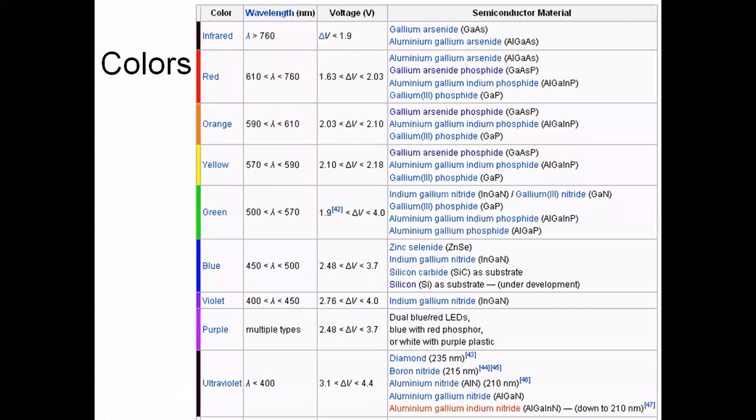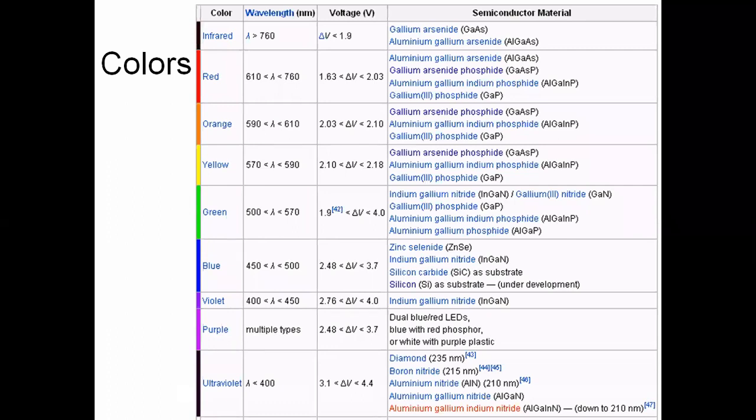So to manufacture one LED, one has to know what kind of material is required, isn't it? What kind of material is required to manufacture that kind of LED. And if you see above purple, there is violet. So the wavelength is 400 to 450. Voltage is 2.76 to 4. Again, it is indium gallium nitride here.